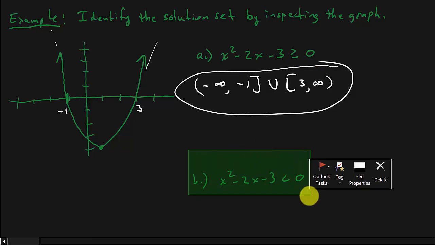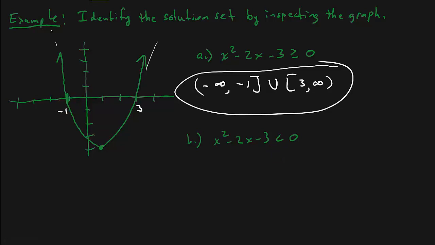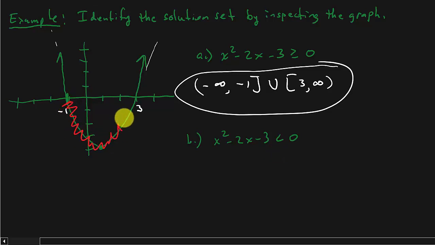Now, what about this one? See if you can write that answer down. Well, when is it less than 0? In other words, when is the graph negative? Well, do you see that it's negative right here? When it's below the x-axis? So when is it negative? It's negative from -1 to 3. So from -1 to 3. But oh, look at this. We've got parentheses on it because it's not less than or equal to.